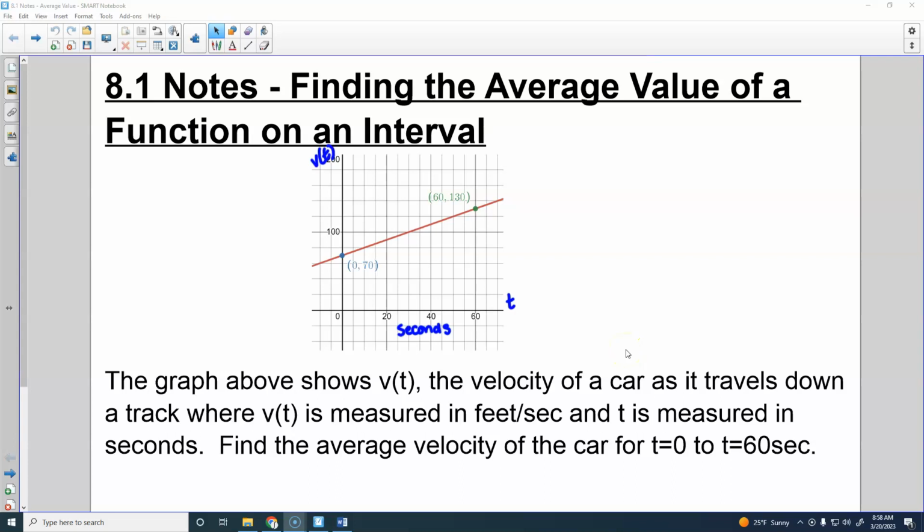All right, so we're going to look today at finding the average value of a function on an interval. So the graph above shows the velocity of a car as it travels down a track, where v of t is measured in feet per second and t is measured in seconds. We're supposed to find the average velocity of the car from 0 to 60 seconds.